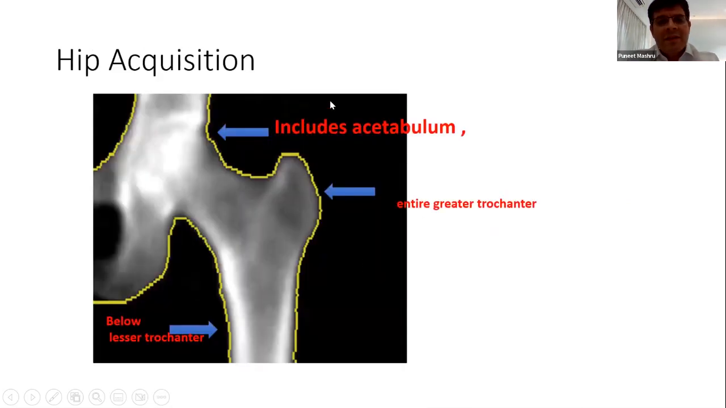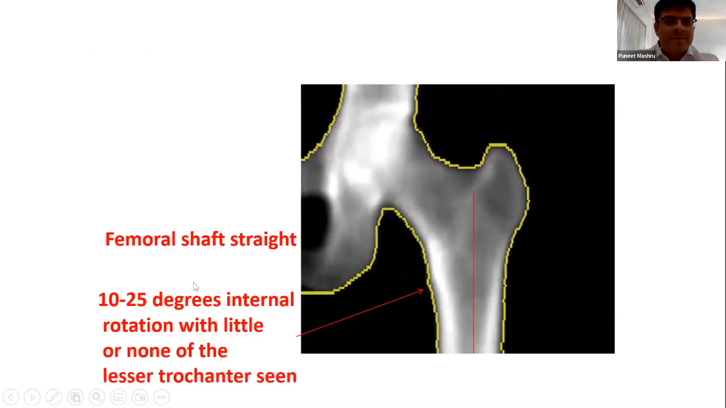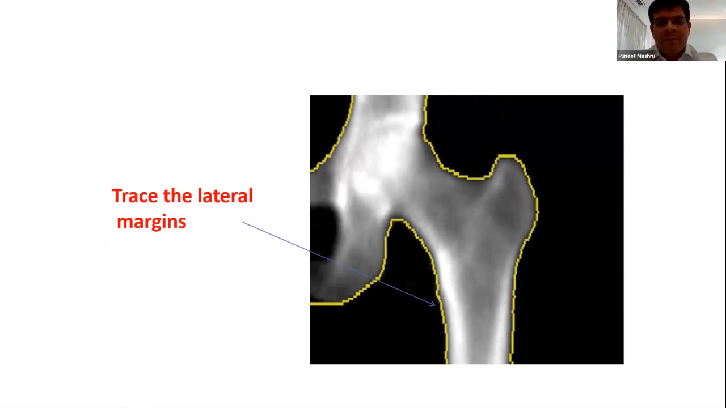In the femur, the global window should include the acetabulum, the greater trochanter, and should go below the lesser trochanter. The positioning should be that the femoral shaft is straight with 10 to 25 degrees of internal rotation, with little or none of the lesser trochanter seen. And again, we should trace the lateral margin. So this is to see whether the DXA machine has picked up the bone or not.